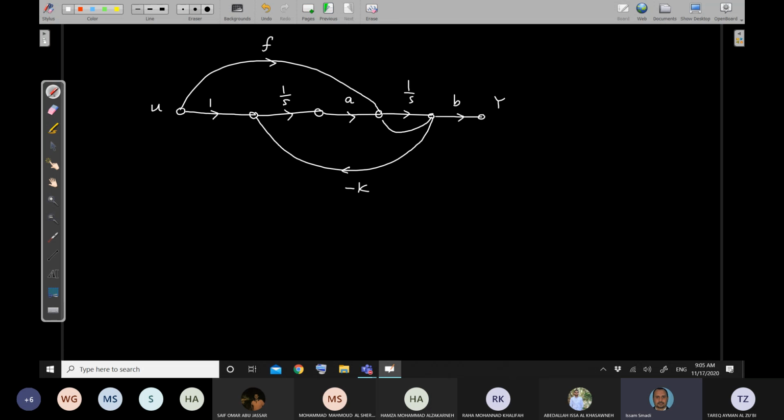And here I'm having another feedback with a minus D. And I need you to find the state space representation, given that this one is x1 and this one is x2. Can you find the state space representation?